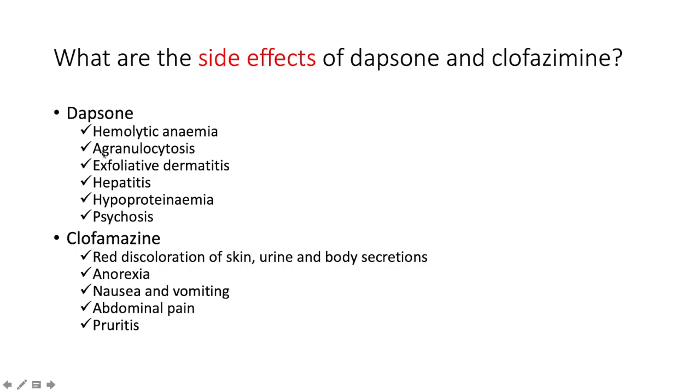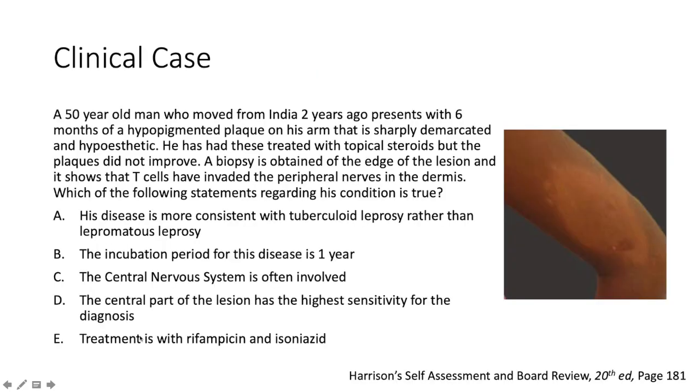Dapsone can also cause agranulocytosis and exfoliative dermatitis. It can cause a transaminitis and hepatitis, hypoproteinemia, and psychosis. Oh, I'm feeling a bit crazy. Dapsone, maybe? Sorry about that. Right, and clofazimine is known to cause red discoloration of the skin, urine, and body secretions, like its good cousin in the faith, rifampicin, which causes orange discoloration. Clofazimine causes a red discoloration, right? Anorexia, nausea and vomiting, abdominal pain, and pruritus. Itching a lot, carry on.